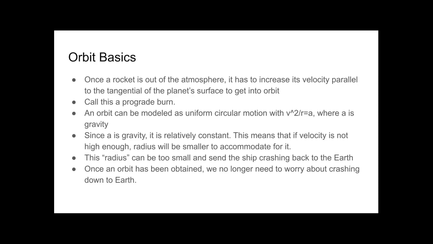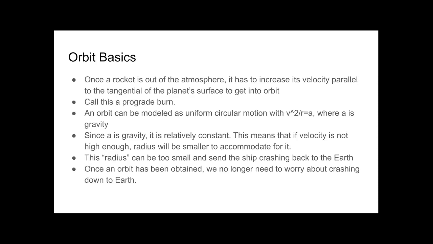All right, it's time to learn some orbit basics. Once a rocket is out of the atmosphere, it has to increase its velocity parallel to the tangent of the planet's surface to get into orbit. Basically, what that means is it's got to increase velocity so that its horizontal motion increases relative to the Earth's surface, so it can create a semicircular orbit. We're going to call this burn a prograde burn.